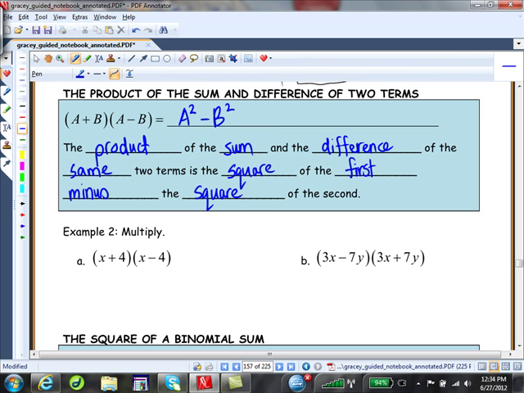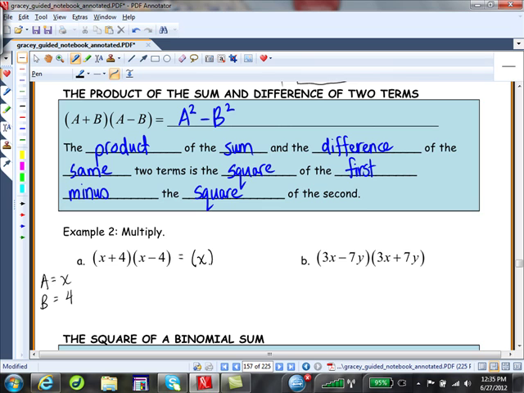So the trick here in using this formula is to make sure you're applying it to the right situation, and then you also need to identify, well, what is my A and what is my B? So here we go, right? We have x plus 4 times x minus 4. Do you see that these parentheses are the same except for the sign in the middle? So therefore, my A is going to be, good, it's just x. And what's our B? Awesome. 4.